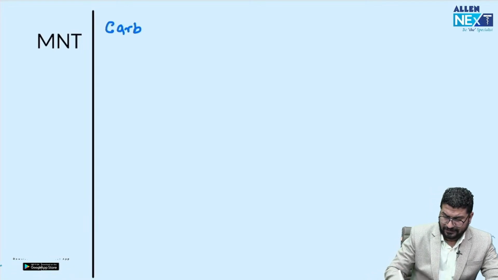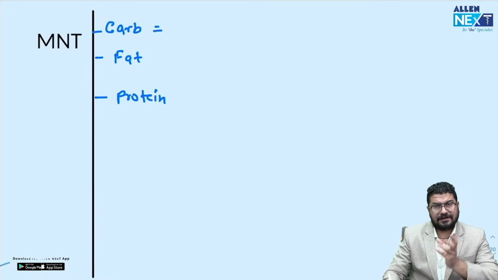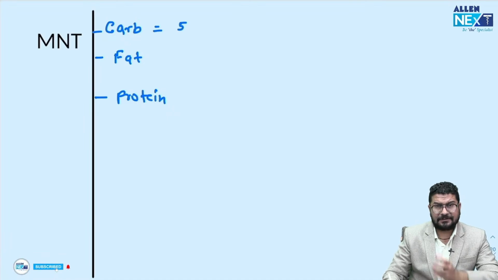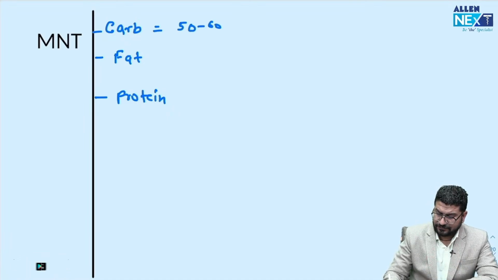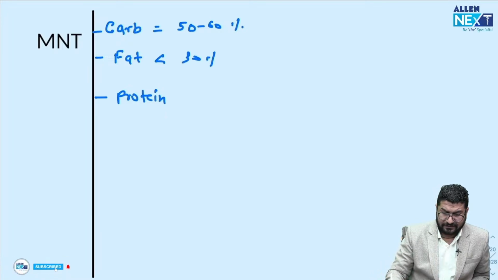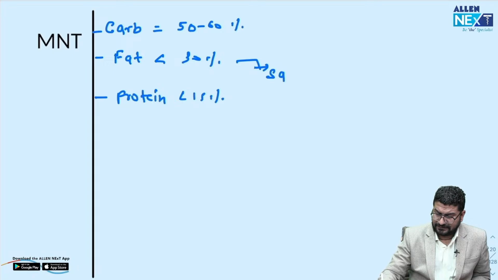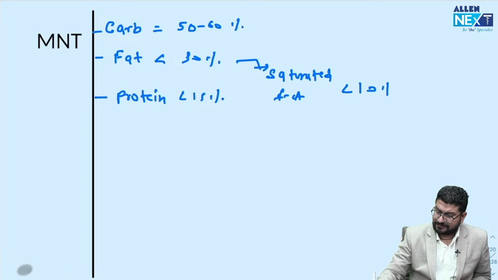So understand carbohydrate, fat, and protein. What we advise a diabetic patient is, out of 100% of your daily calories, 50 to 60% should be coming from carbs. Fat you should consume less than 30%. Less than 30% should be from fat and less than 15% from protein. And even in fat, remember we have to limit saturated fatty acid. Saturated fatty acid should be less than 10%.